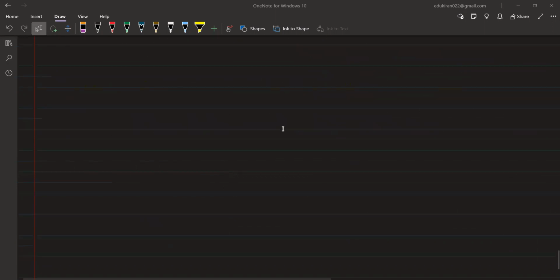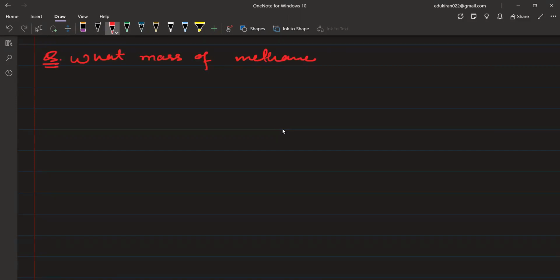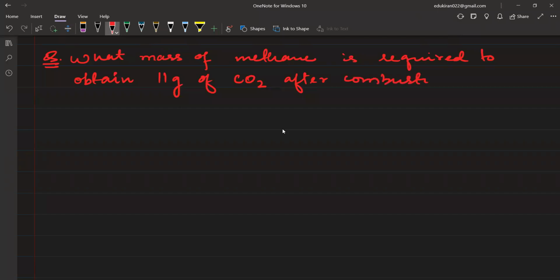I hope everyone has written. Right, next question. What mass of methane is required to obtain 11 grams of carbon dioxide after combustion? Okay, solution. So again, what do we have? Methane and combustion. So you have CH4 plus O2 giving you carbon dioxide plus H2O.